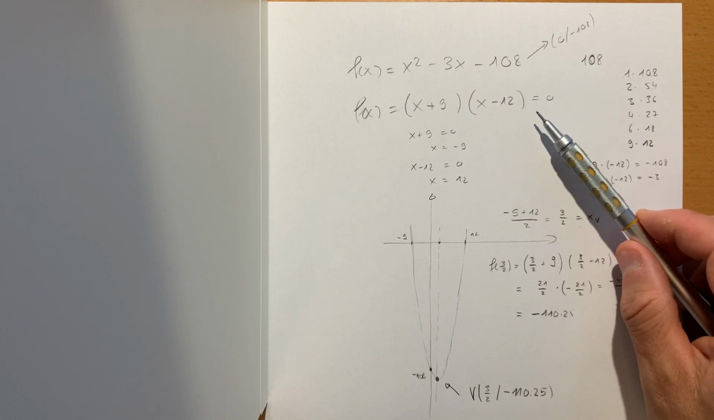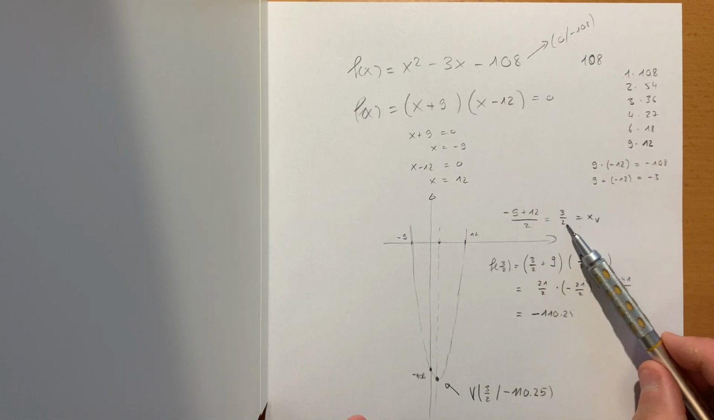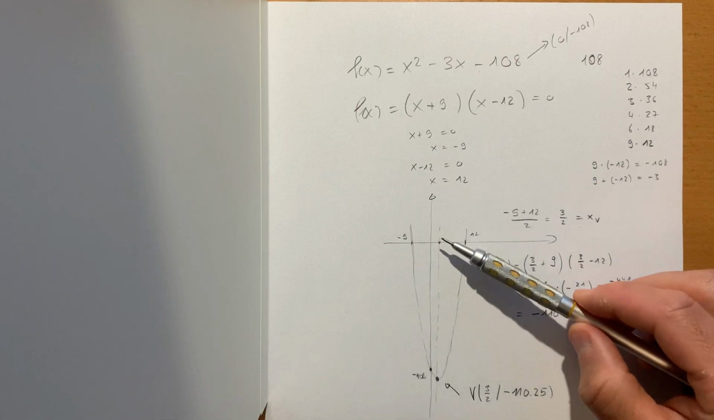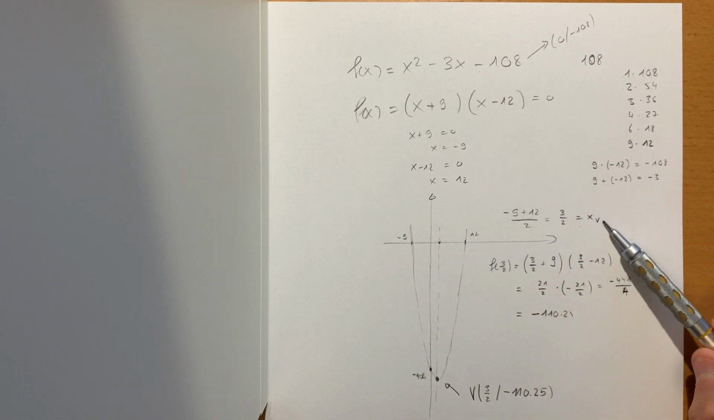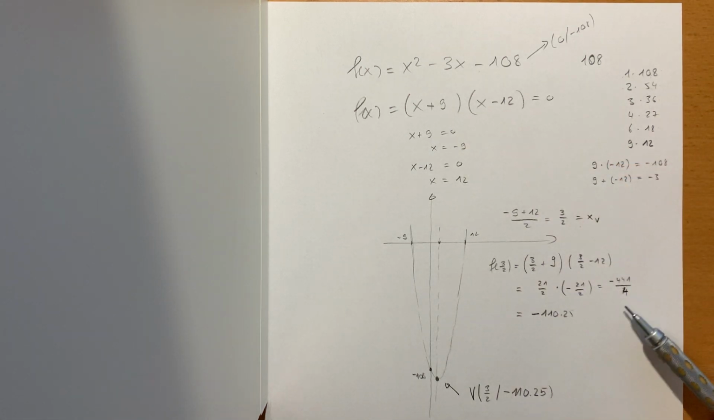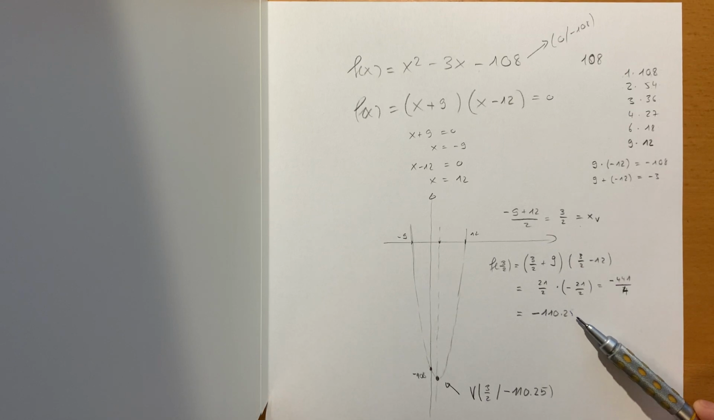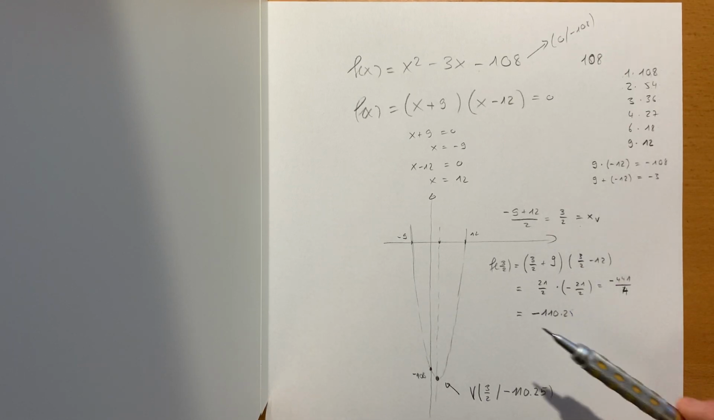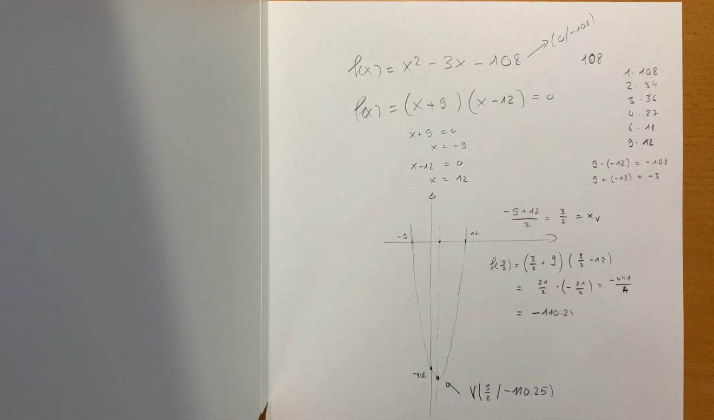Once you have your factored form, then work out the arithmetic mean of the zeros in order to get your x vertex, the x value of the vertex. Then plug that into the function in order to get the corresponding y value, which is minus 110.25. And now you have a very good idea of your graph.